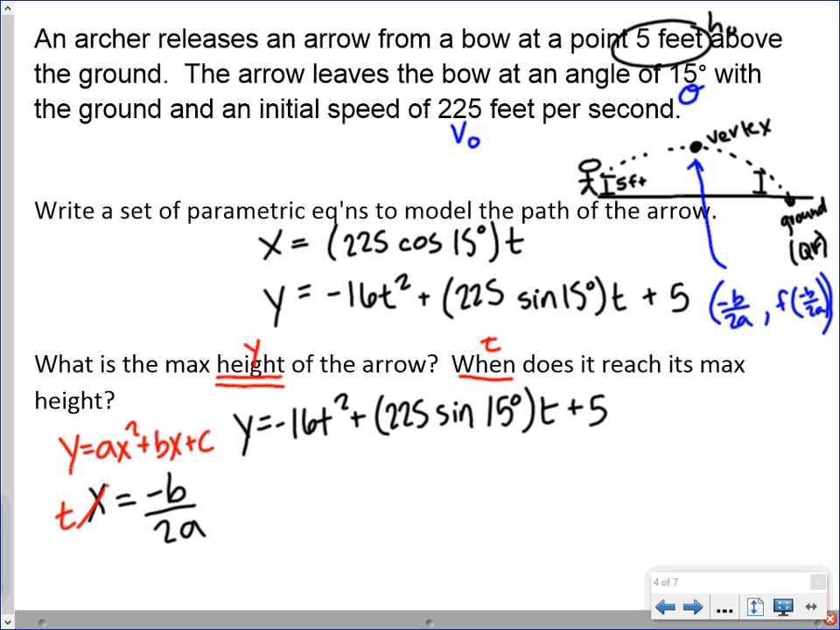What does the y value stand for? F of the opposite of b over 2a. So this is just function notation saying the y value when x is the opposite of b over 2a. Like you would just plug it in. So don't really worry so much about that. Now we can find the time when the arrow is at its max height. We're going to do the opposite of b, which is negative 225 sine 15 degrees, divided by 2 times a, which a is always going to be negative 16 for us, so I'm dividing by negative 32. Type that into your calculators.